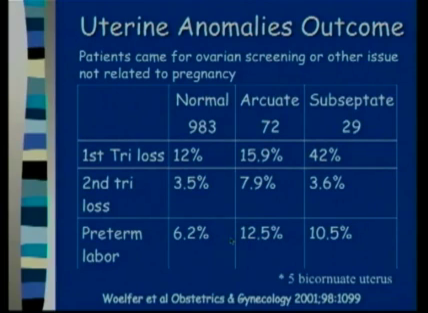It ends up that these were patients that came for ovarian screening for other reasons not related to pregnancy. First trimester losses are more common in our subseptate uteruses than in our arcuate uteruses here. And you can see that we have first trimester losses in up to 42% of septates, in contrast to the normal population, which is 12%. Second trimester losses are more common in the arcuate ones. And then look at our preterm labor, more common in the arcuates, but still almost twice as many in our subseptates, as in the patient that we discussed in this case, who delivered at 32 weeks.